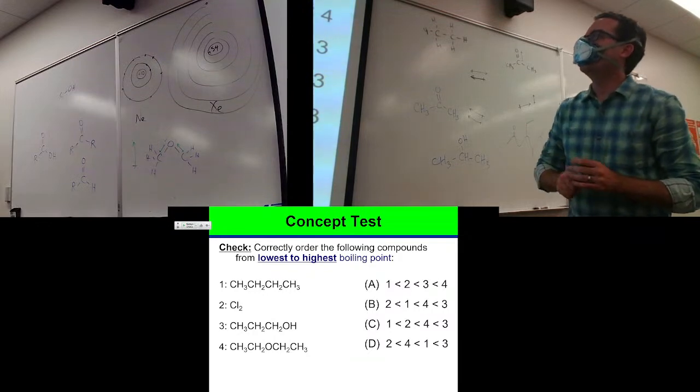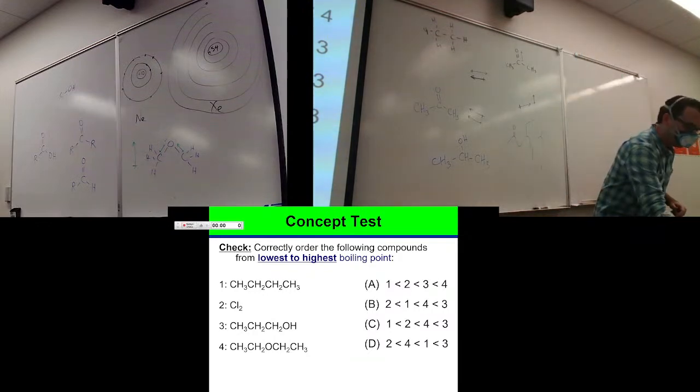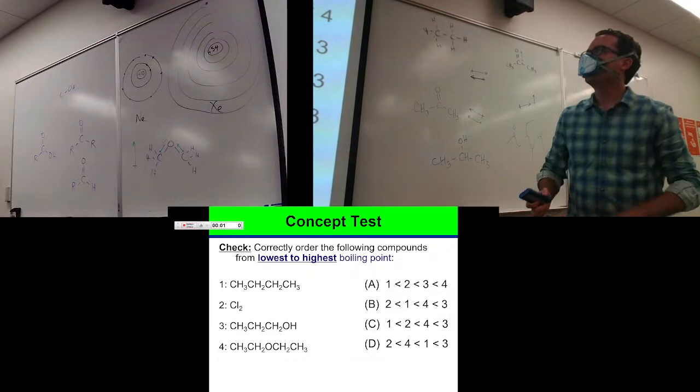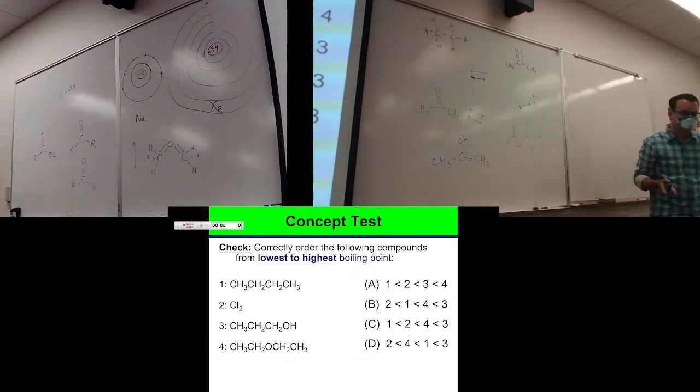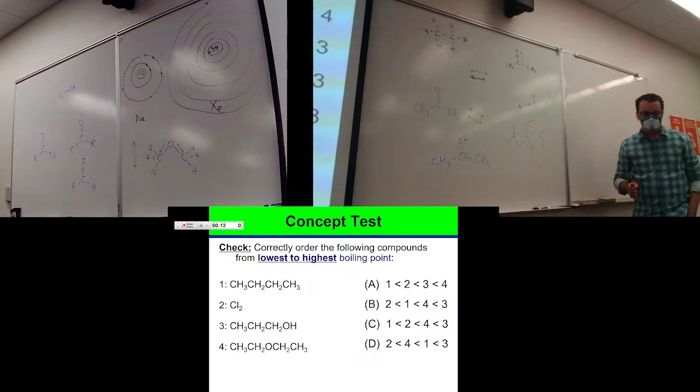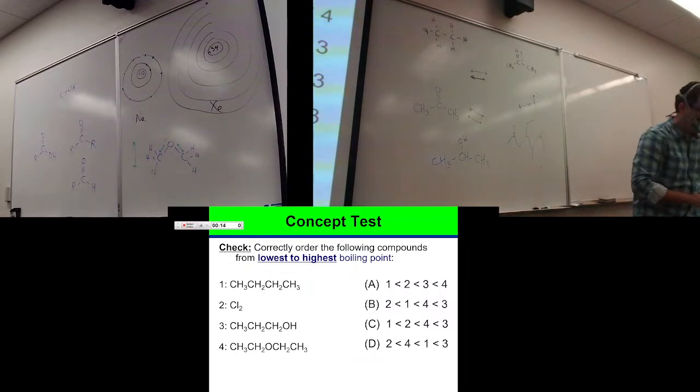Anyway, this one is a little trickier, so let's try this one real quick. Rank them, lowest to highest boiling point. And if you can't figure out one of them, just take a guess. We'll talk about why.